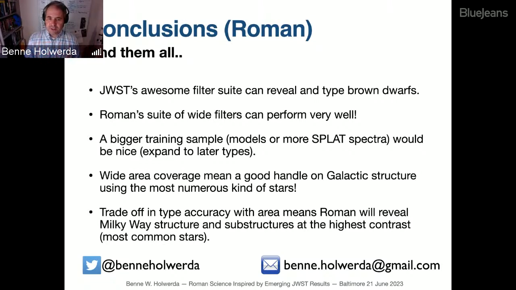The wide area coverage means a very good handle on galactic structure, and we get this from all the surveys. So the trade-off in type accuracy, but with the wider area, means that we can get a good handle on the Milky Way and what it looks like in those ultra-cool dwarf stars. So I haven't typed myself, and I'm running out of voice, but I would happily take questions at this point.